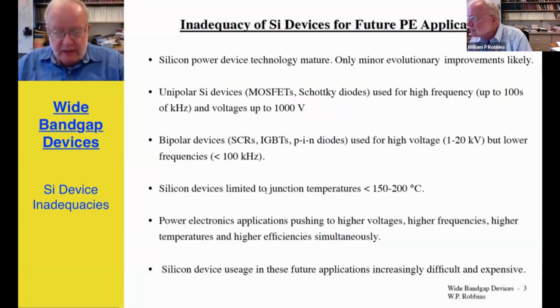Furthermore, silicon devices are limited to junction temperatures of no more than 150 to perhaps, if you're optimistic, 200 degrees centigrade. However, power electronic applications are pushing the boundaries to higher voltages, higher operating frequencies, higher temperatures, and higher efficiencies, in some cases all simultaneously. Silicon device usage in these future applications is going to be increasingly difficult and expensive.